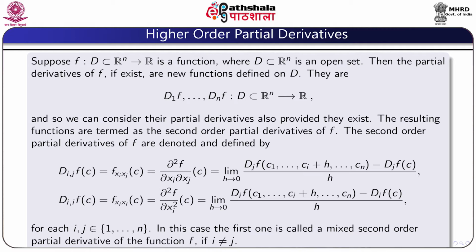For i and j equal, we use the notation dii f at the point C, or f xi xi at the point C, or del 2f del xi 2 at the point C. In case i and j are different, we call such a partial derivative a mixed second order partial derivative of f.